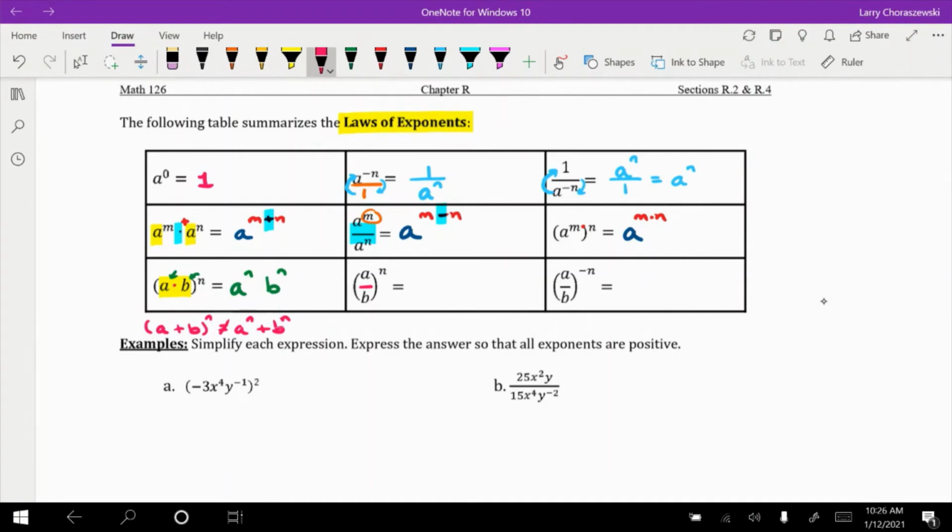All right, but if it is multiplication, you can distribute the exponent to all of the factors in there. And it also works for division. You can distribute the power to both the numerator and the denominator. So this would be rewritten as a to the n over b to the n.